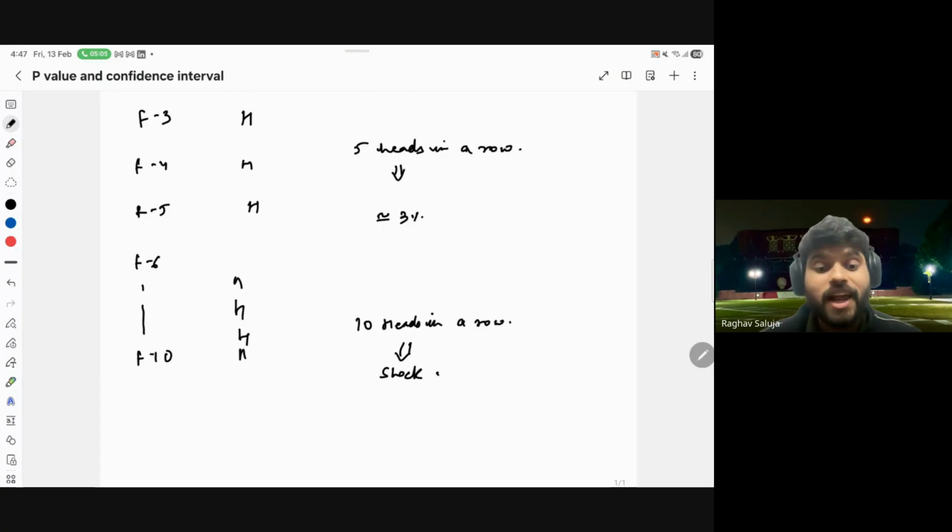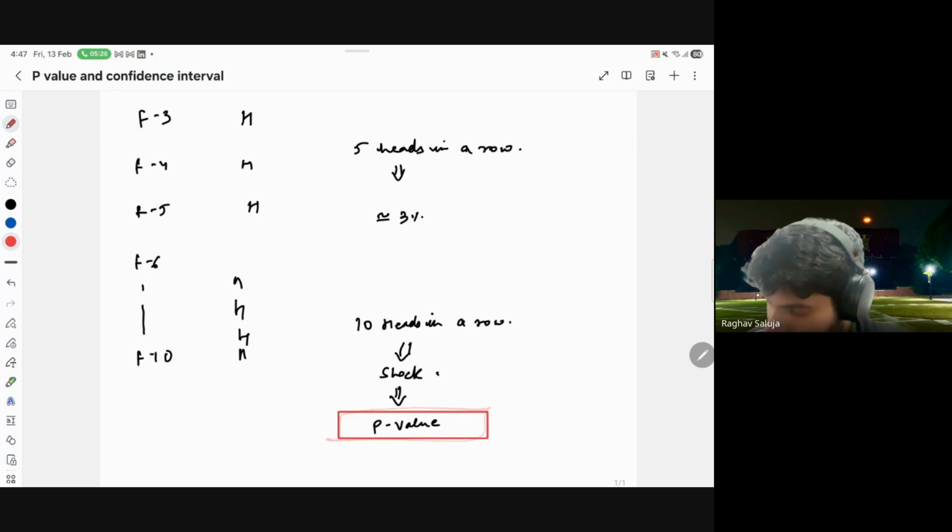By luck you can't get 10 heads in a row, right? Luck says 10 heads in a row don't happen. The coin should be unfair. The coin is not fair. Shyam is lying. This shock, this surprise is what p-value is. This feeling of shock or surprise is what p-value is.